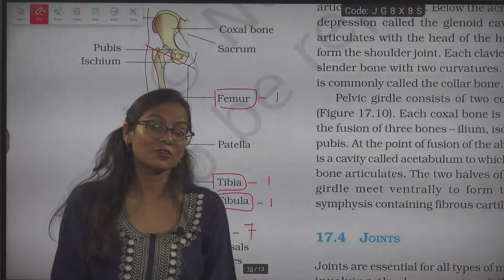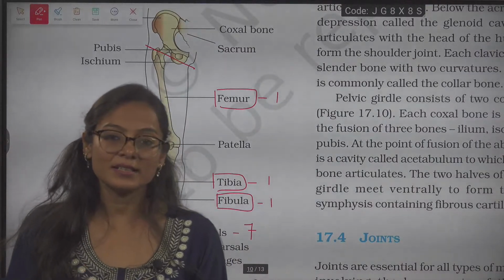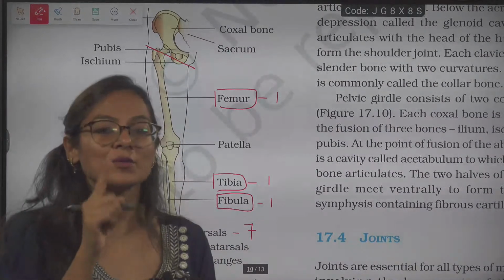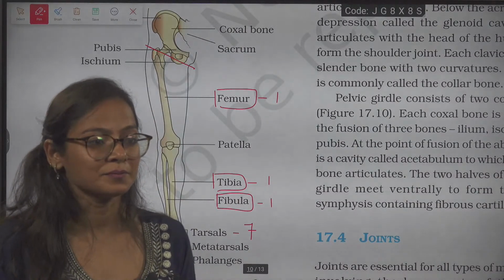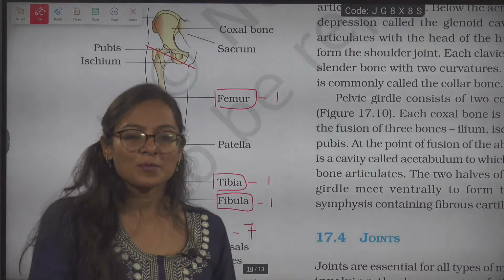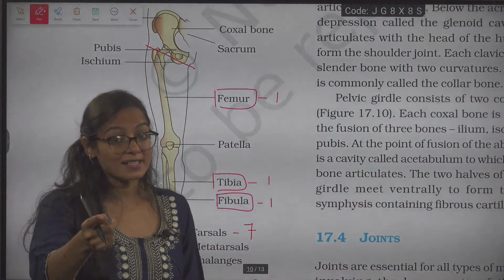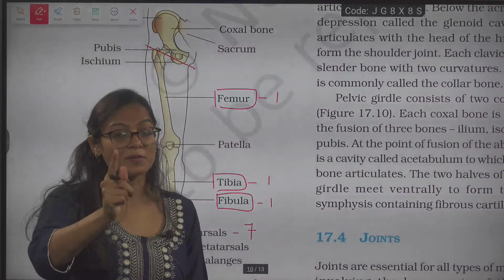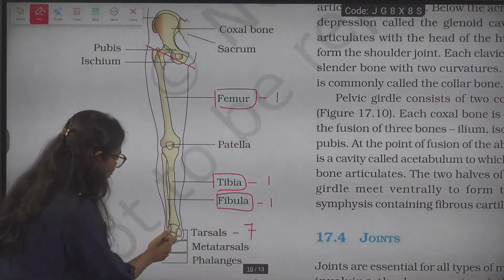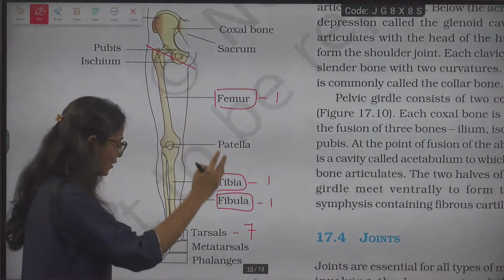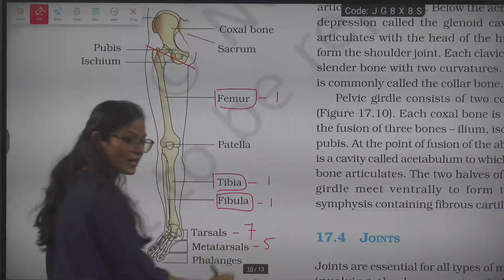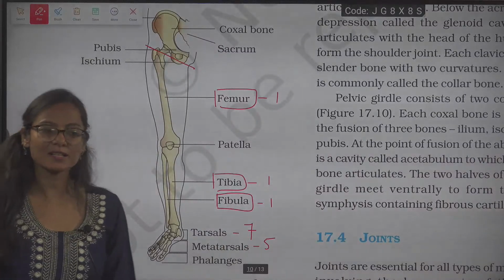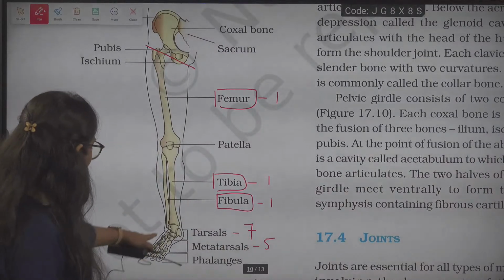The count is different. Don't think the count will be the same. Here in tarsals, there are only 7 bones, whereas carpals, how many were there? Carpals were 8 and tarsals are 7. Remember this point. Then of course, just like metacarpals, you have metatarsals. Metatarsals will be 5 only. And finally phalanges.